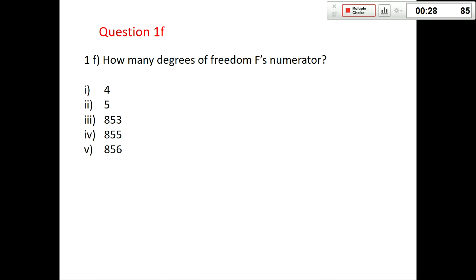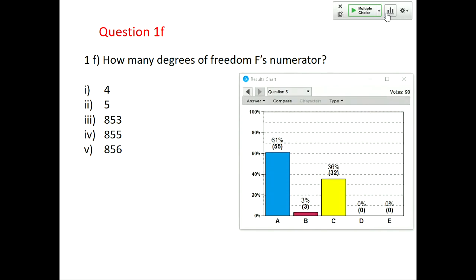So how many degrees of freedom are in the model? That's what you want. Okay, I'm going to stop it right now. And I hope you got this one right. The answer is 4. Yay, more people got it right, yes.